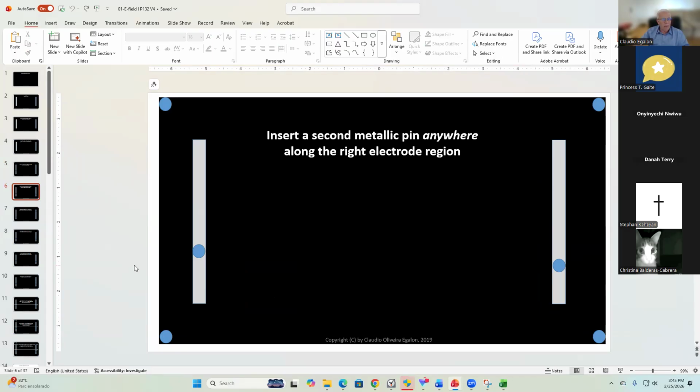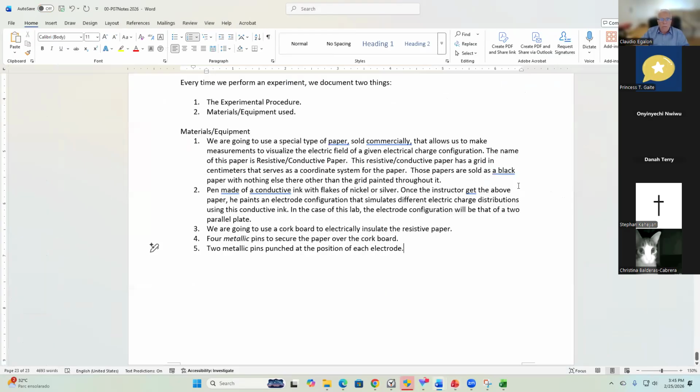And 3:45, let's see if we can go another 5 minutes, right? So next, 6 pins, total of 6 pins. So let's write that down here. 6 metallic pins, okay? 4 to secure the paper over the corkboard, and 2 used at the position of each electrode, okay? So I made it simpler here.